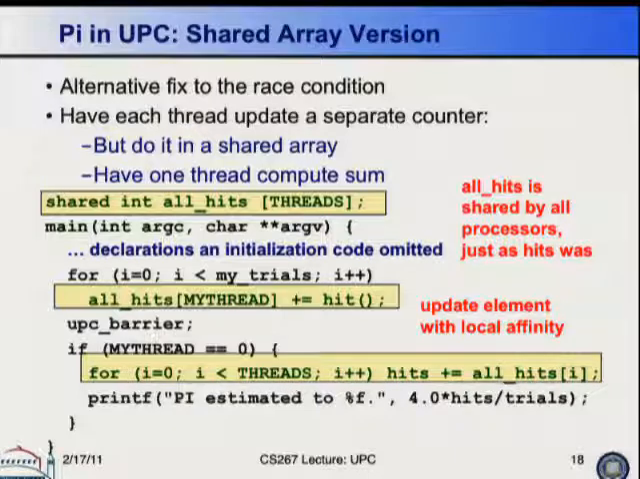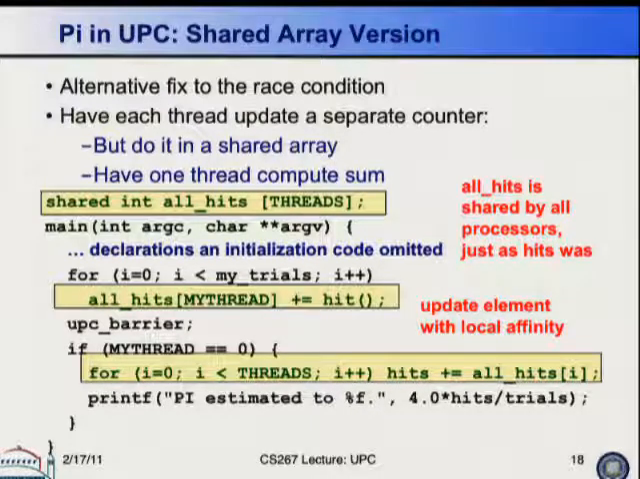You do the barrier to make sure everybody's finished with that. And then my thread will go through and run through the array and add up all of the results that everybody else has gotten for the hits, and it will do the final pi calculation on its own. So this program now works correctly, and it should be much more scalable than the previous one.